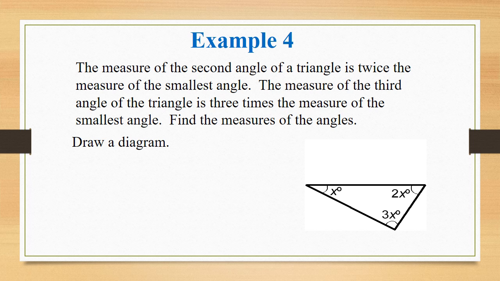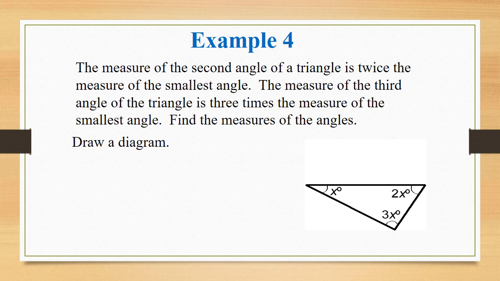So I have my triangle, and it says that the measure of the second angle of a triangle is twice the measure of the smallest. So this one is my smallest, right? So I put X. And then my second is twice this next angle. And then the measure of the third angle is 3 times bigger than my smallest. So I literally identify my smallest, my medium, and my large. That's your setup to it.